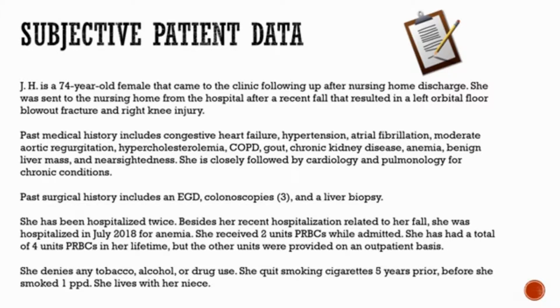Past surgical history includes EGD, colonoscopies, and a liver biopsy. She's been hospitalized twice. The last hospitalization prior to the fall was in July when she was anemic. She has a lifetime history of 4 units of PRBCs, and she denies any tobacco, alcohol, or drug use. Past cigarette smoker, she's been quit for 5 years.